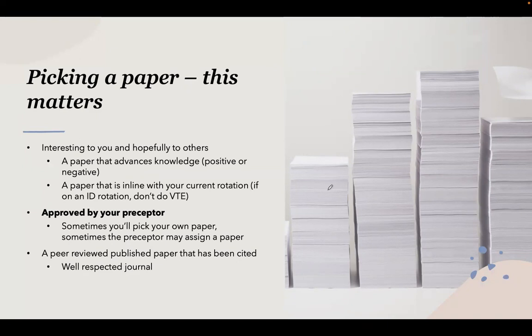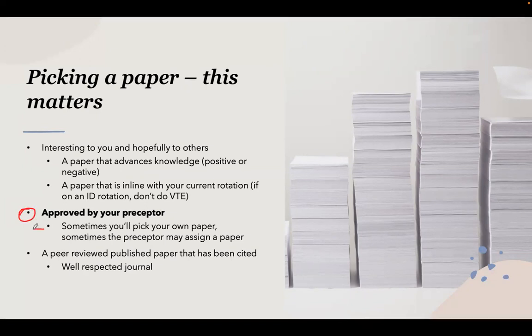Get something from a reputable journal, first of all. Get something that will help you, maybe something you're weak at. Don't go for your strengths. You need to take the opportunity to maximize your weaknesses. Second of all, if you pick it out yourself, right here in bold, get it approved by your preceptor, okay?